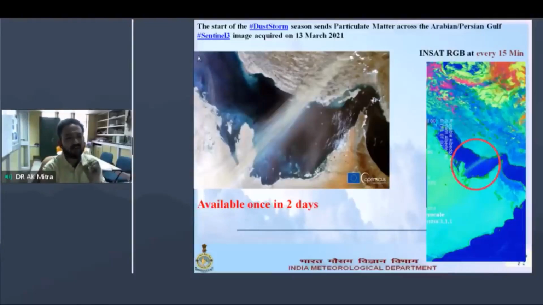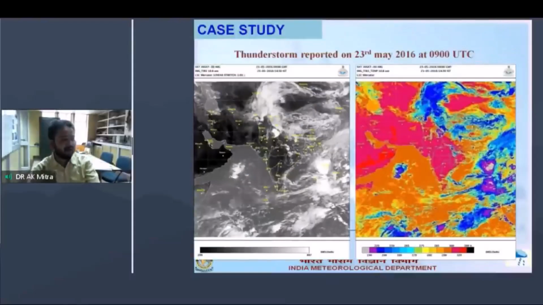There is monitoring of weather events at very high temporal resolution, and that's what the INSAT is helping us with. Whether our 2 days imagery is okay, we cannot say what will happen in the next half an hour or 2 hours. So nowcasting has been improved like anything. Now these are the thunderstorm cases.